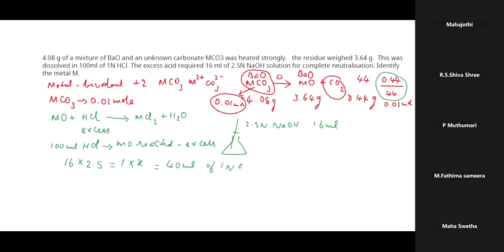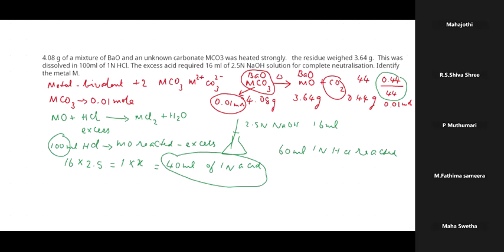40 ml of 1 normal acid is now in excess. Actually, I have taken 100 ml. So 60 ml of 1 normal hydrochloric acid is reacted. 60 ml of 1 normal hydrochloric acid is reacted.